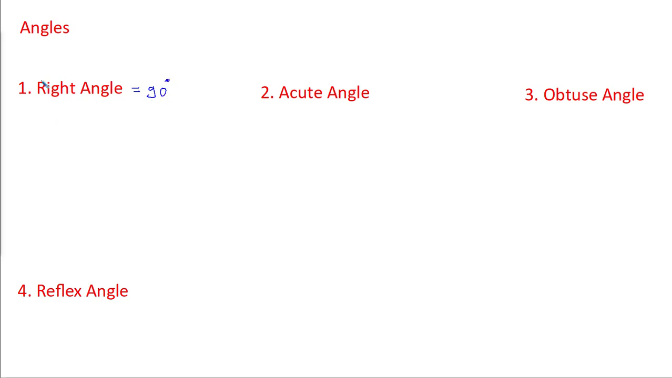Let's have a look at how a right angle looks. This is how a right angle looks, and we represent a right angle by using this sign. Now acute angle is an angle whose measurement is less than 90 degree. Acute angle looks like this, whose measurement is less than 90 degree.